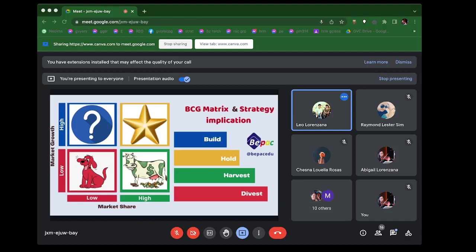So these are the matrix. Number one, the low market. These are the dogs. Low market share or low market growth. It's low market share and low market growth. If a product is in this quadrant, the product has a weak market presence.